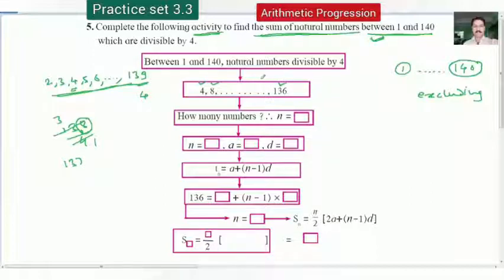Okay friends, now look here. Here, how many numbers n we have to find? So that n we have to find using the formula. Do you know that formula? That is Tn is equal to a plus n minus 1 into d. Friends, by using this one, we have to find this n. Okay, how can we find? Here a is 4, d for divisible by 4 means again 4, and this is Tn, which is 136.